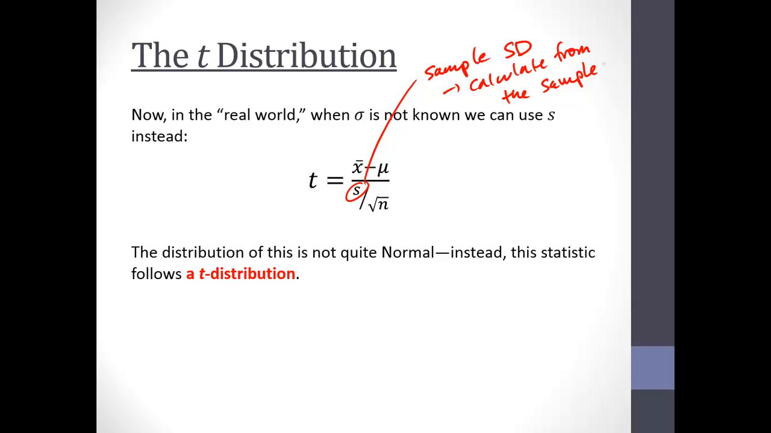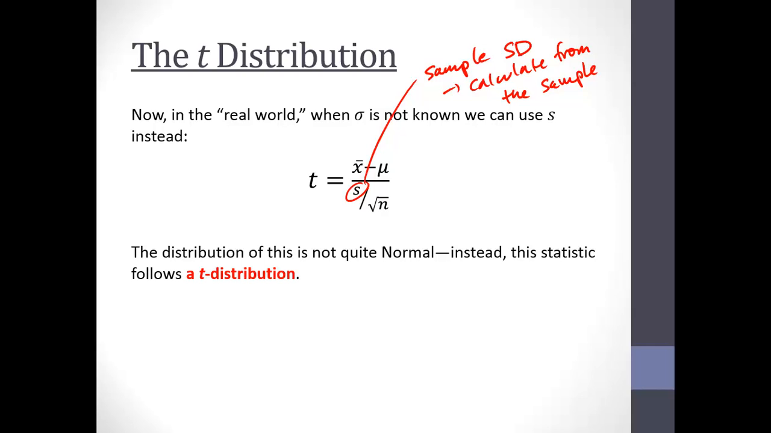So we always know what that is, just like we always know what the sample mean is. We always know what the sample standard deviation is. So instead of the formulas on the previous page, we can use this formula: we take x bar, subtract off the mean, and divide by s over the square root of n instead of sigma over the square root of n. So that's all fine. We can do that.